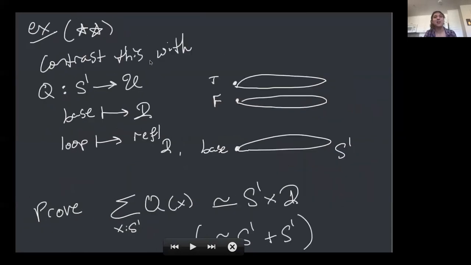Okay, anyways, contrast this with this other fibration Q from S1 to the universe, where we send base to 2 and we send loop to the path that 2 is equal to itself. So now transporting along that doesn't change things. And this is sort of the disjoint double cover. And again, it's a cute exercise to prove that this total space is the same thing as S1 times 2, which is the same thing as 2 copies of S1.